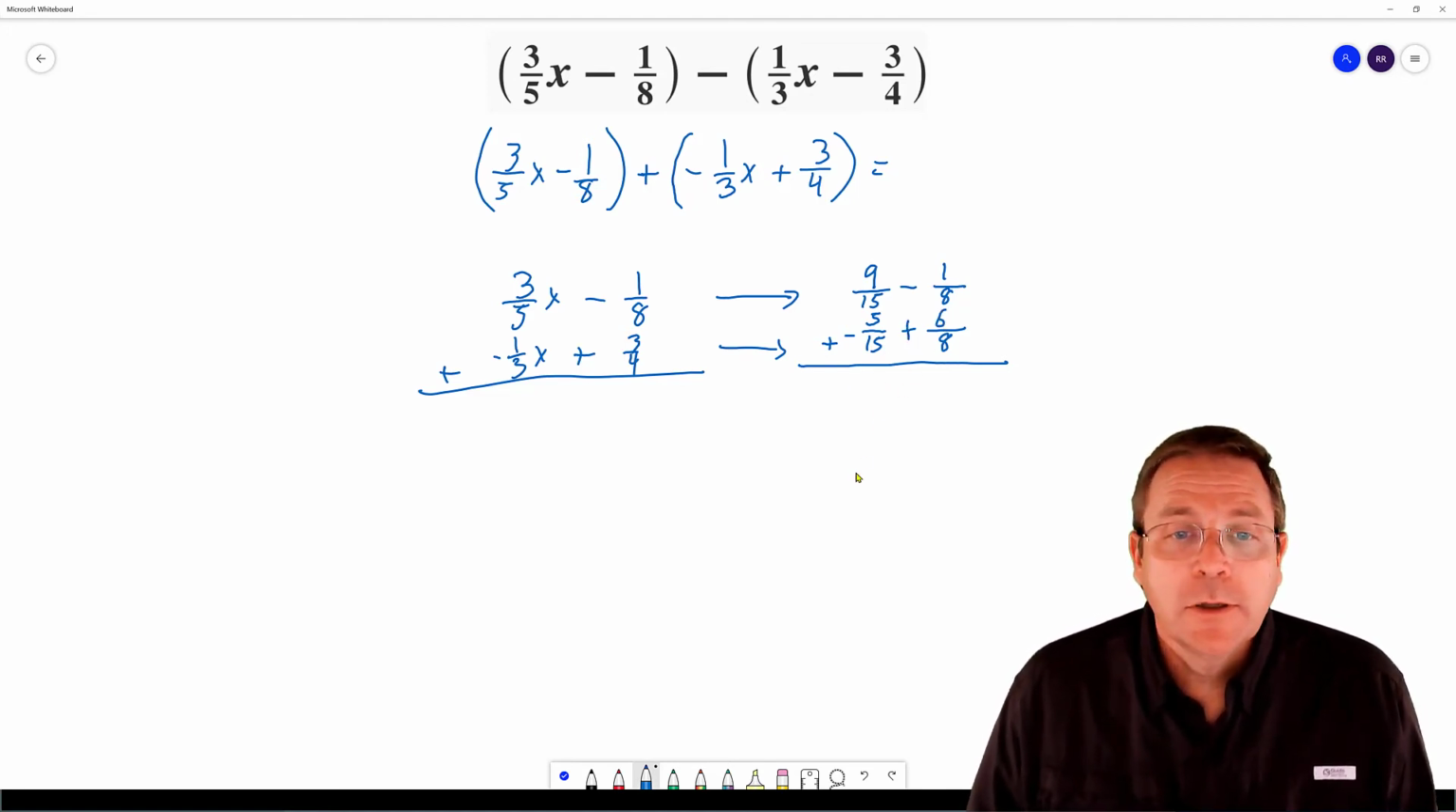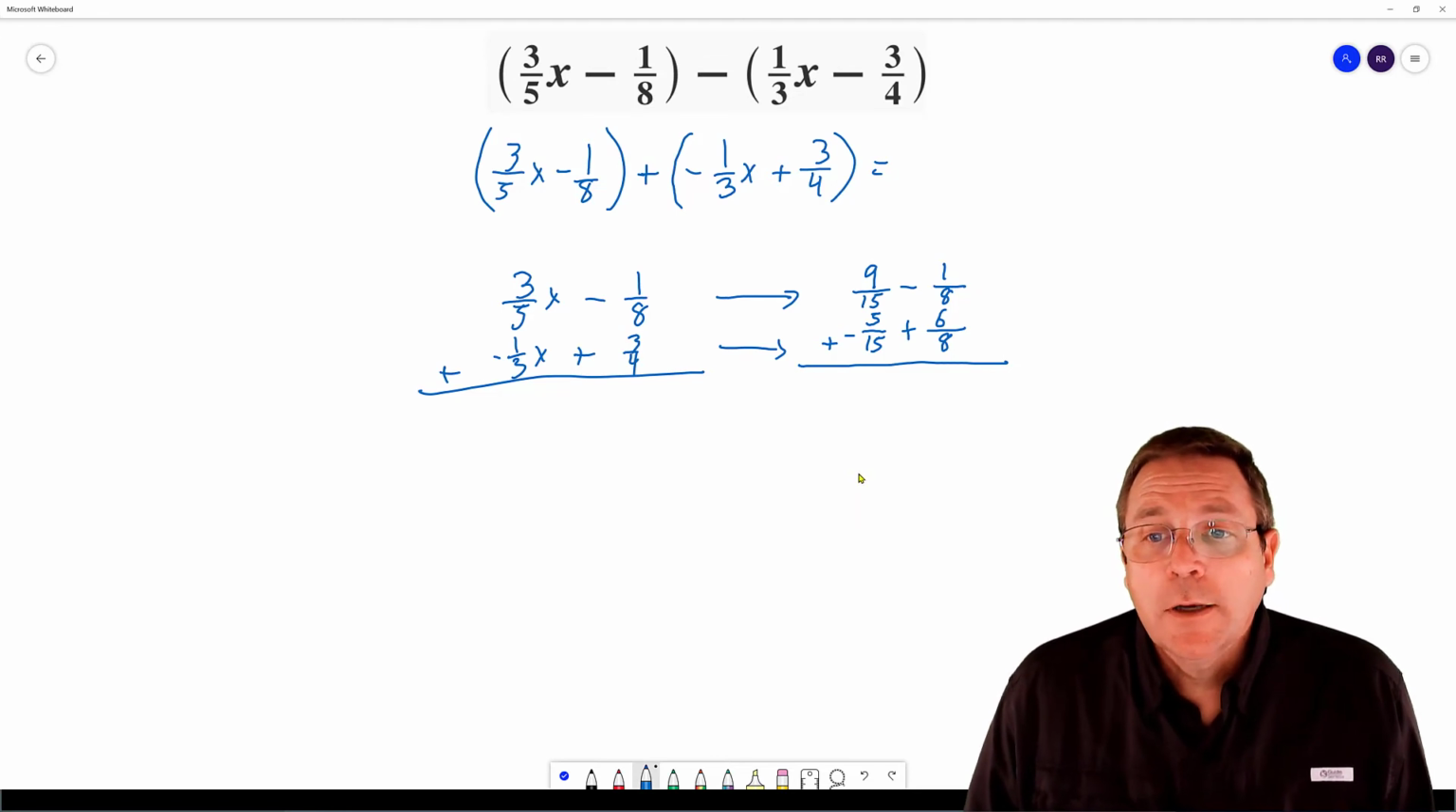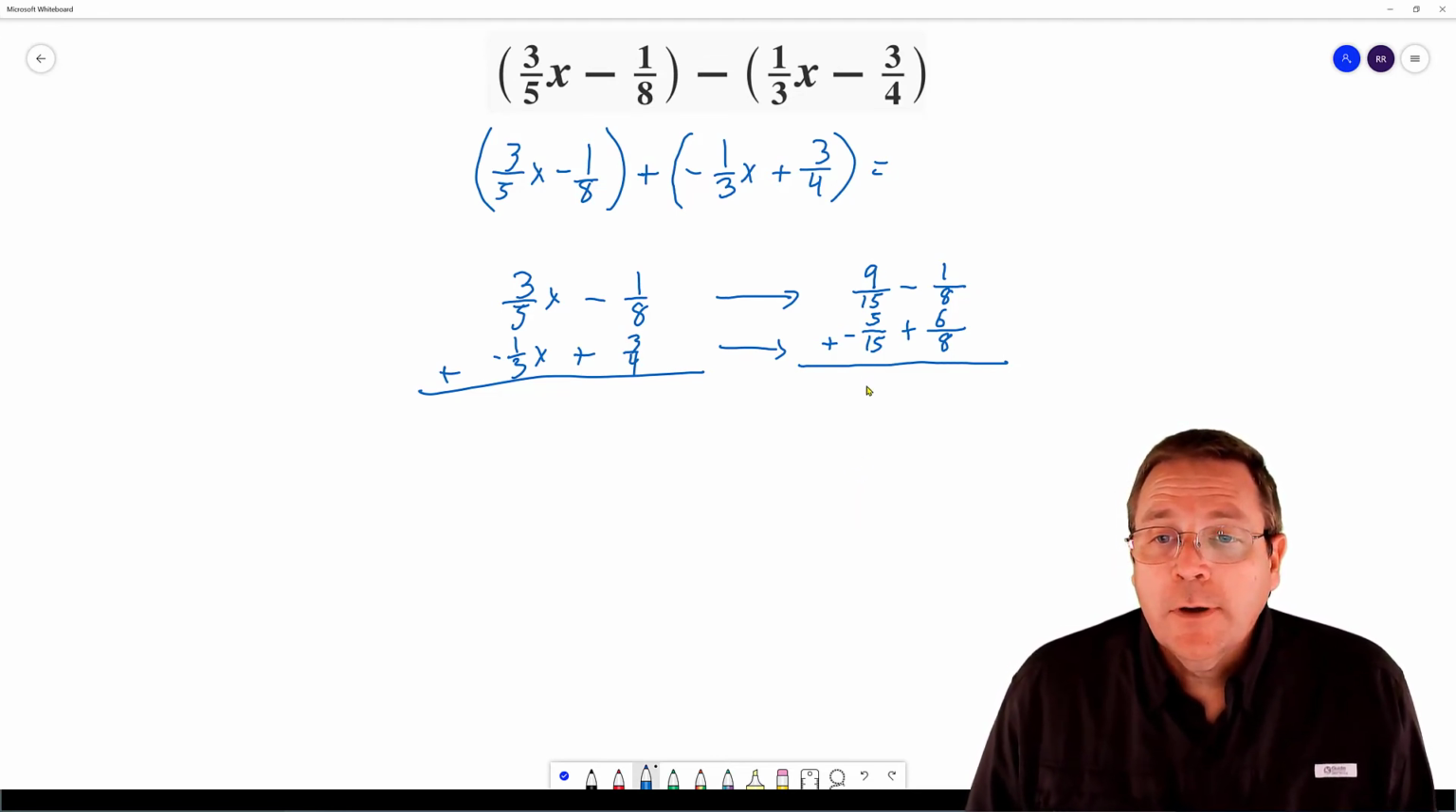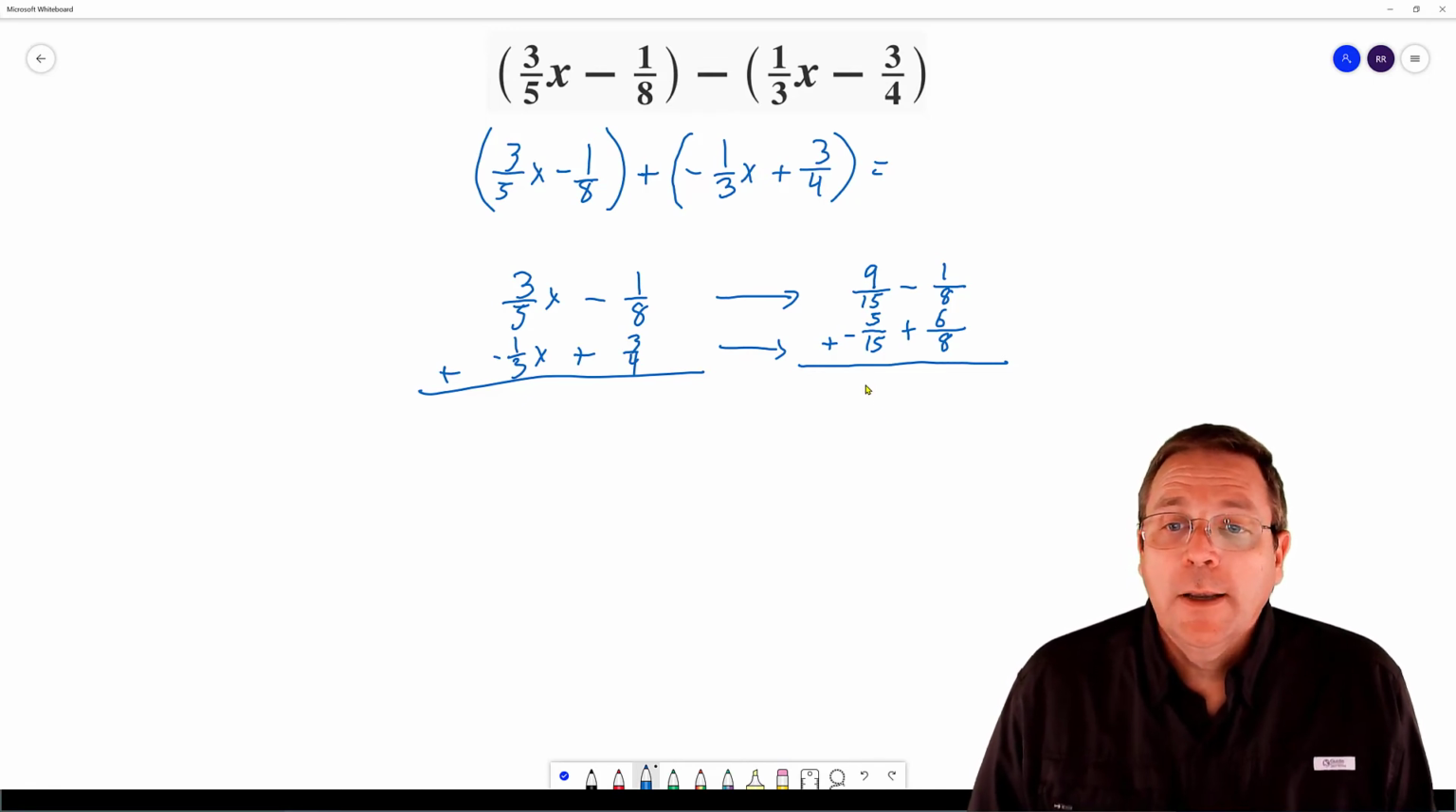Oops, that one should be a plus sign there. Now we're actually ready to solve the rest of this problem. So now I've got signs are different. Find the difference. The difference between 9 and 5 is going to be 4, with the sign of the larger number going in front of the answer. So that's going to be 4/15 x.